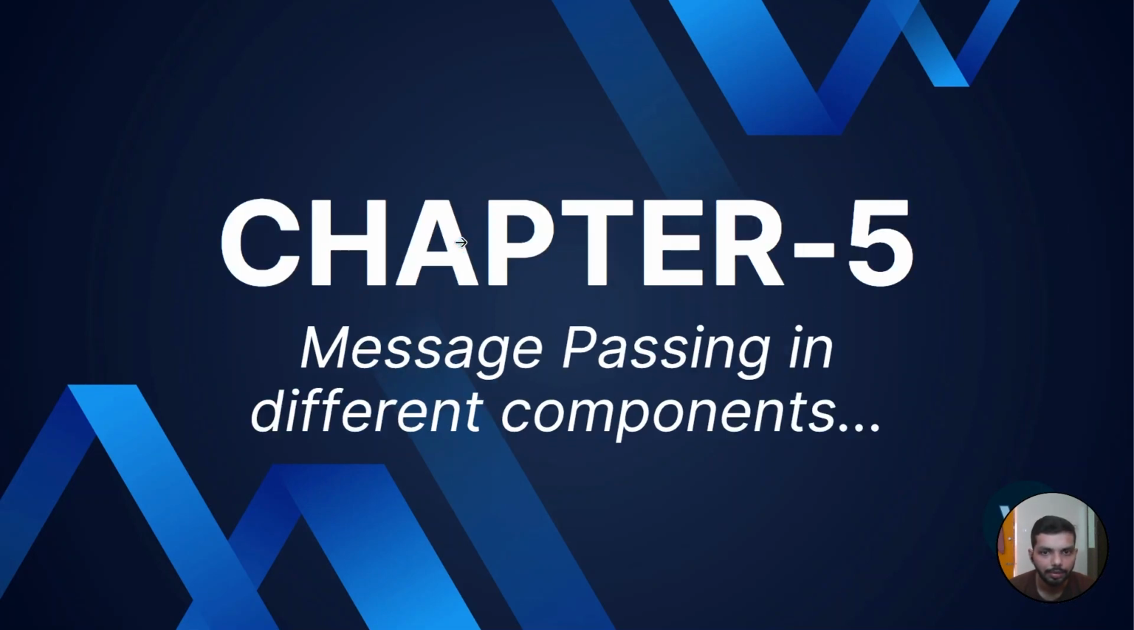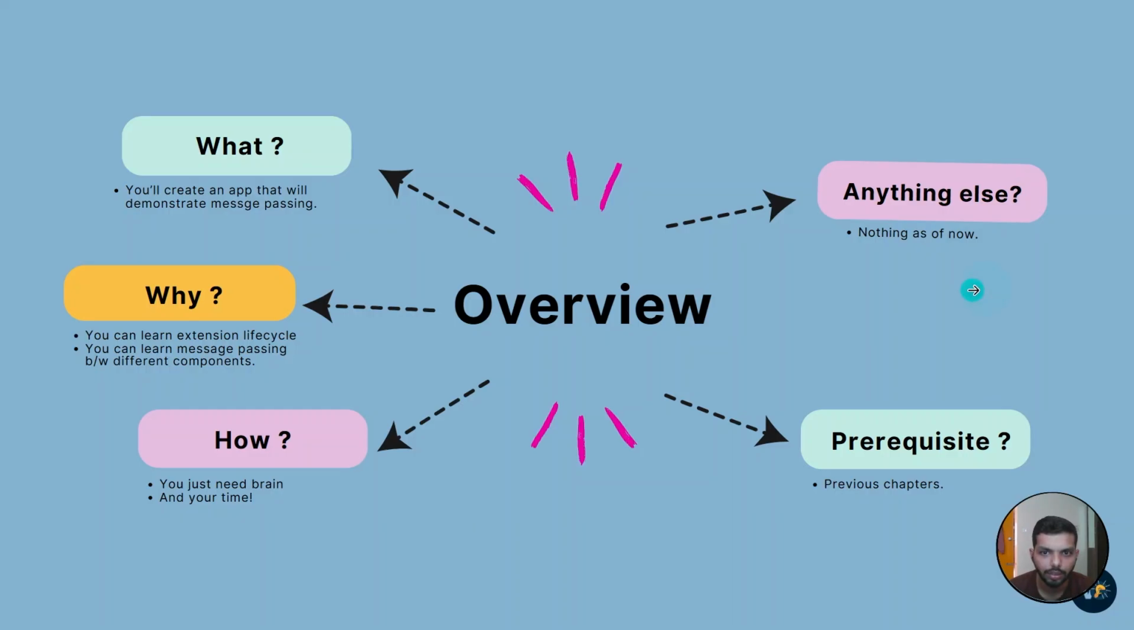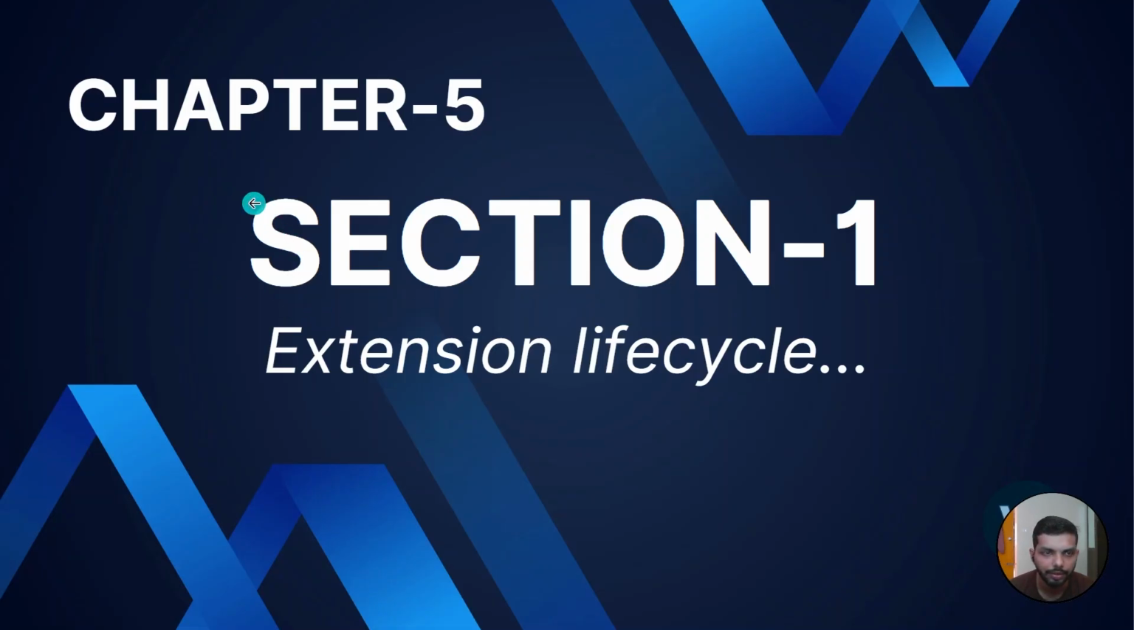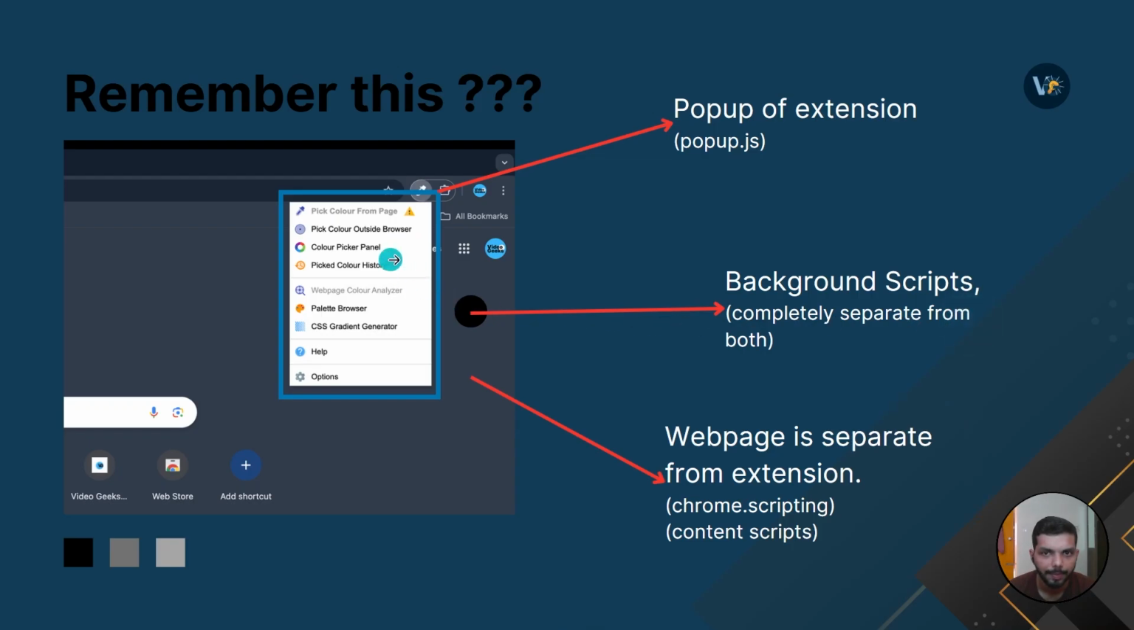Now the last chapter was all about message passing between different components. We have seen all of those components, and we'll skip an overview again. Section 1 was all about the extension lifecycle. Again we have recalled how many components there are, which we saw in the earlier chapters also. Now we have to achieve message passing, or communication, between all of these components.